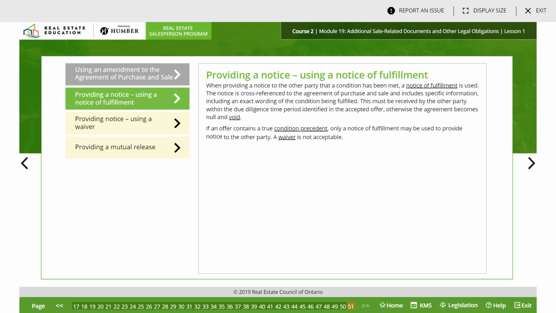If an offer contains a true condition precedent, only a notice of fulfillment may be used to provide notice to the other party. A waiver is not acceptable. What is a notice of fulfillment? That's the notice that a condition has been fulfilled as written. Example, a true condition precedent.